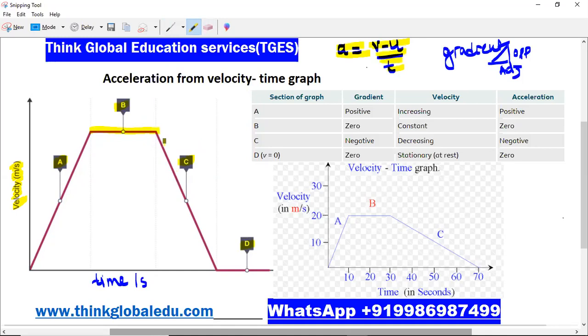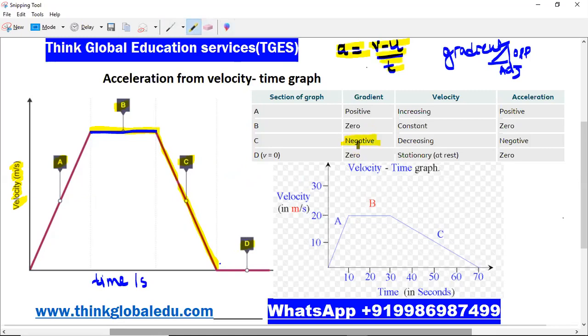In part C, we can see that the velocity of the object is decreasing. If the velocity of the object is decreasing, then we always have deceleration or negative acceleration. In part A, the gradient of the graph is positive. If the gradient is positive, the object has a positive acceleration. In part B, we have zero gradient, so the acceleration is also zero. And in part C, we have a negative gradient, so the acceleration is negative.